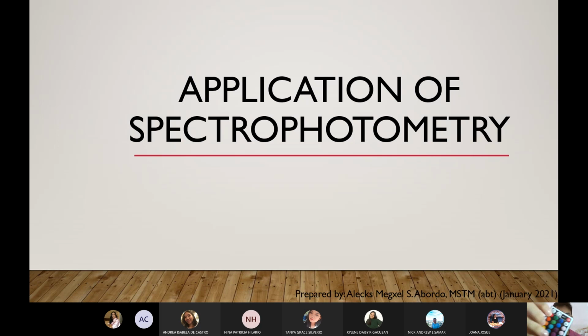Ang ina-absorb niyang ilaw or light is the complementary color, no? Yung katapat niya sa color wheel, no? So ang katapat ni red sa color wheel ay green, no? So it absorbs green color, but it reflects red color. Kaya na-perceive natin yan as kulay red, no? Okay? So yun yung idea.